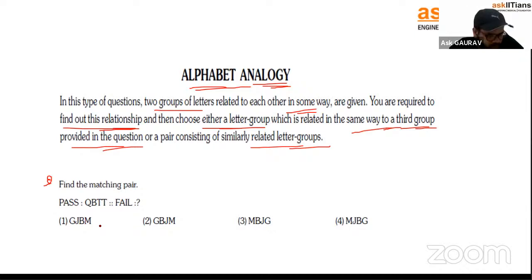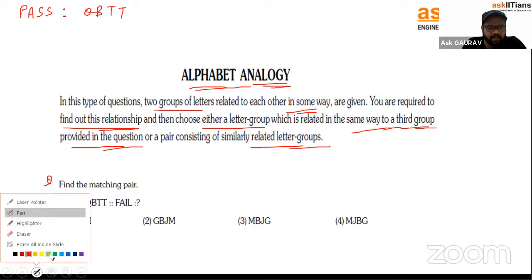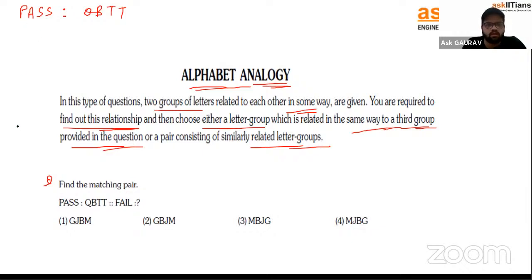Let me just write PASS is to QBTT. There should be some pattern in that, right? Identify that. After P plus 1 is Q. After P, when you read the alphabet, Q is there. A, then B is there. Basically, plus 1. S plus 1 is T. Like that.